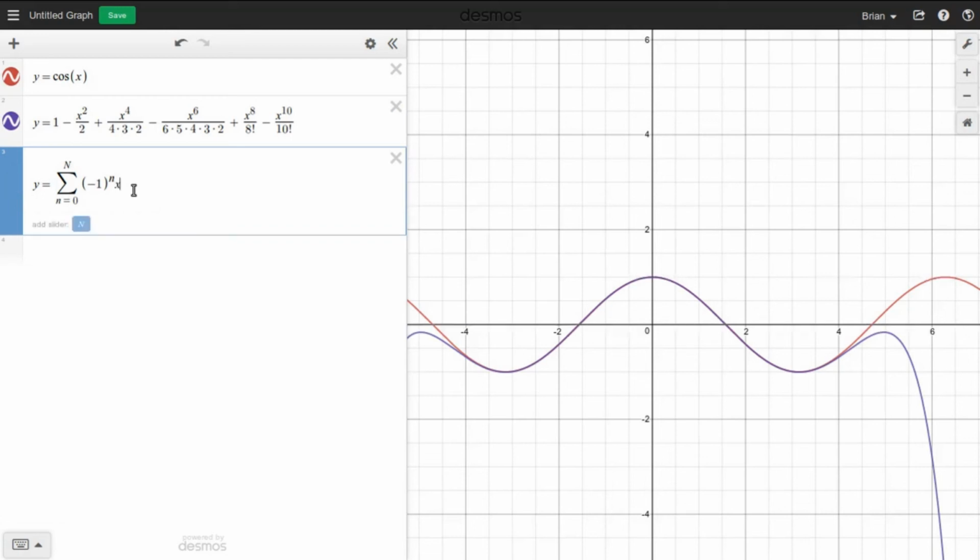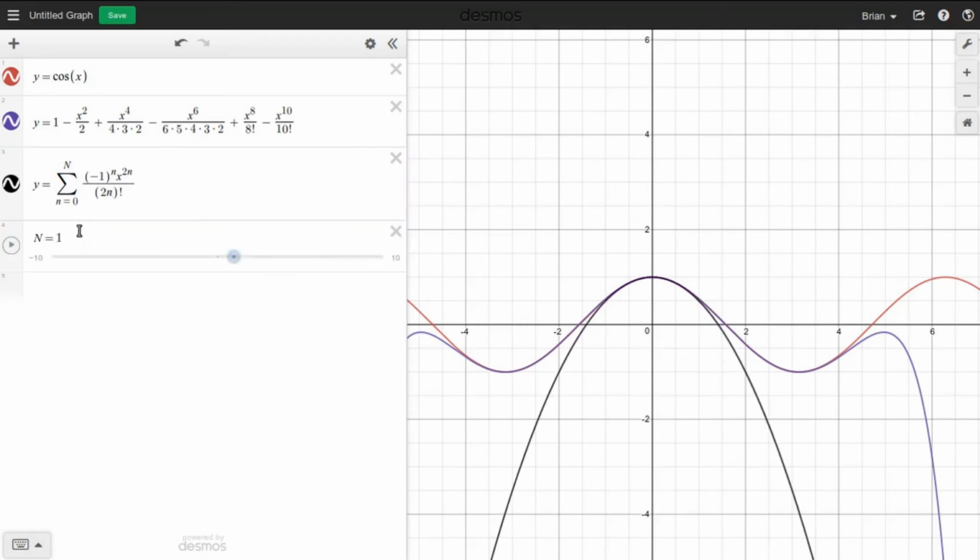Let's add some more to this. I know that I need to have polynomial powers, and they need to be even powers, so I'm going to say to the 2n. And we're dividing by that same power, 2n factorial. Let's add a slider for n. We'll get rid of our purple function here. Here's the parabola that we had to check our fit. And let's change this slider. I'm going to change the slider from 0, let's say 1. We'll start at 0, up to 20 in steps of 1.